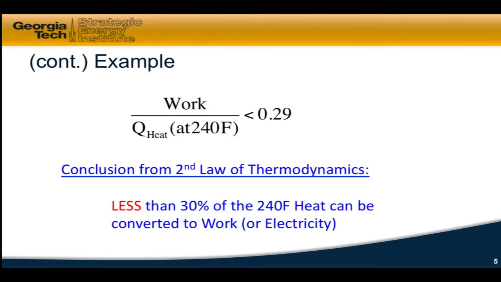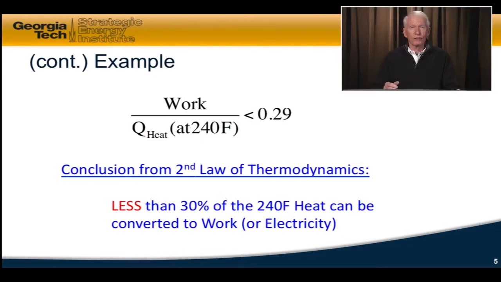And the second law, as I briefly put it up last time, tells us that the fraction of the thermal energy, Q, that can be converted to work has to be less than the quality of that work. So since the quality of 240 degree Fahrenheit thermal energy is 0.29, that means that the fraction of the thermal energy produced by whatever is producing the 240 degree Fahrenheit thermal temperature that can be converted to work is less than 30%. Now that's a ceiling.